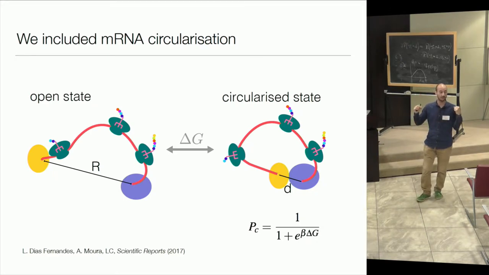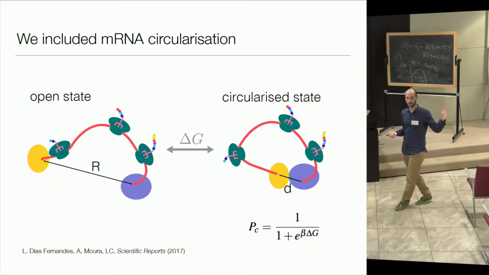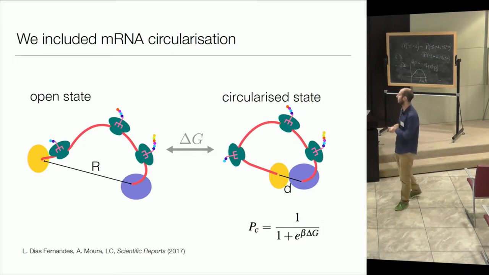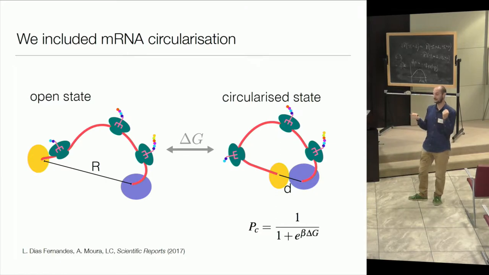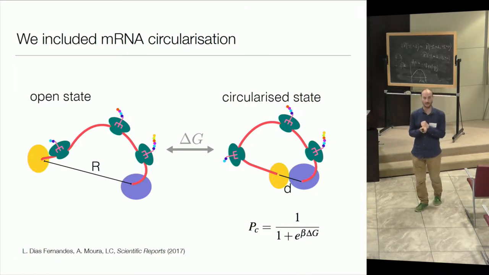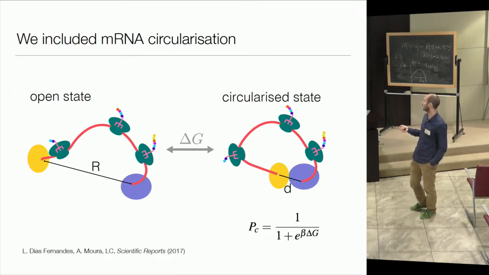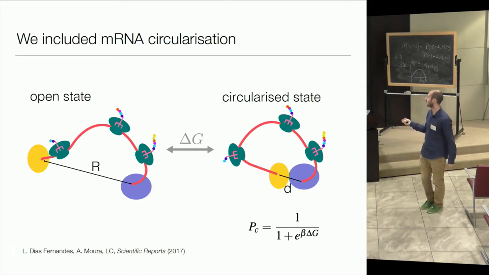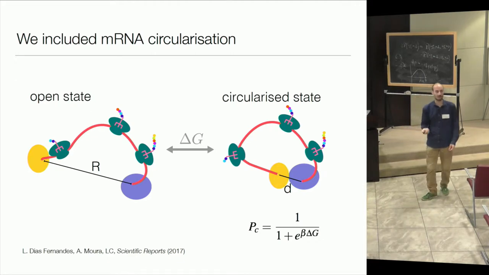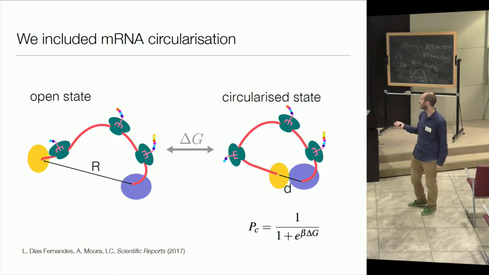Then we also tried to include messenger RNA circularization. Why that? In bacteria you don't have this effect, but in eukaryotes, and we were working on yeast, you have this interaction between initiation factors and poly-A binding proteins. You can think of the messenger RNA as being in two states, an open state and a circularized state. That is the generally accepted picture. But it has to be something dynamic, also because the ribosome, when it terminates, interacts with the poly-A binding proteins, then should open the chain and so on.